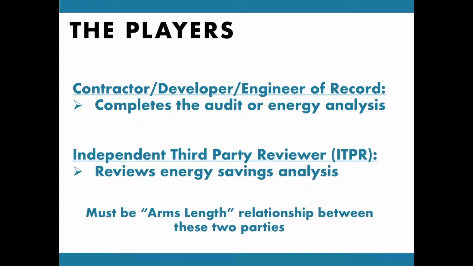third party. Now, one of the important things to keep in mind about our program is that there needs to be an arm's length relationship between those 2 parties. And what that means is that there is no financial overlap, and that the parties truly are independent of each other in order to ensure that the analysis that is done is really independent.